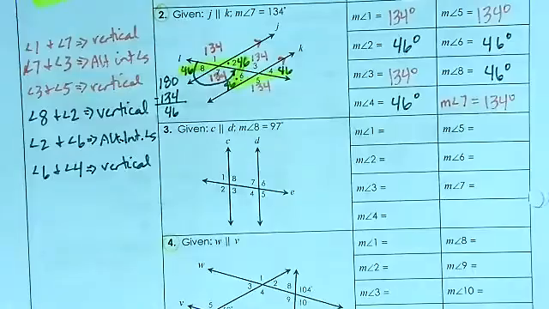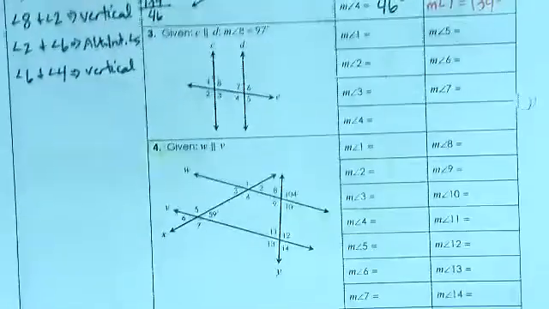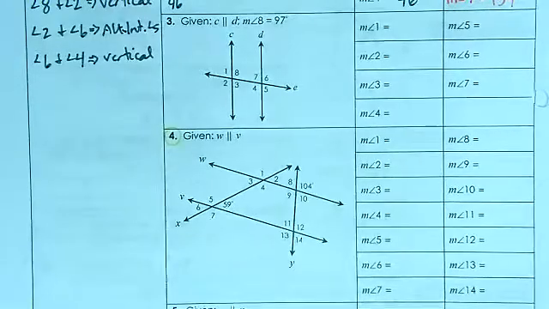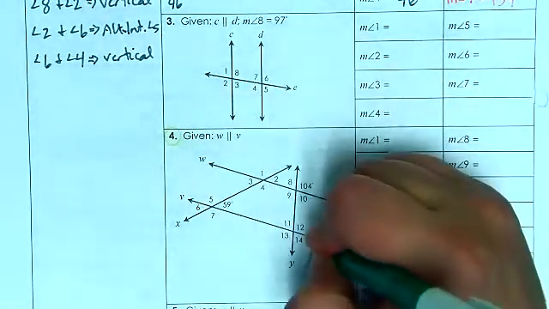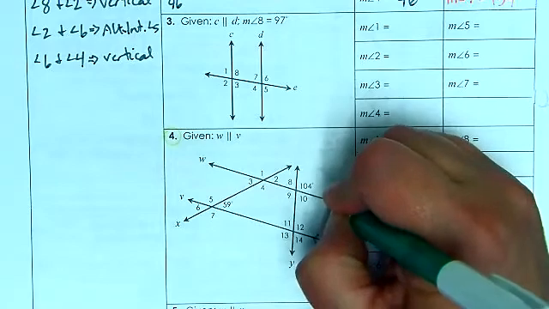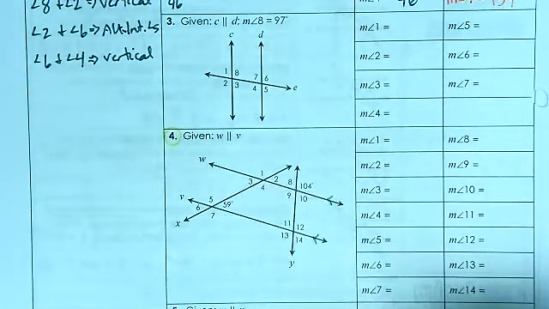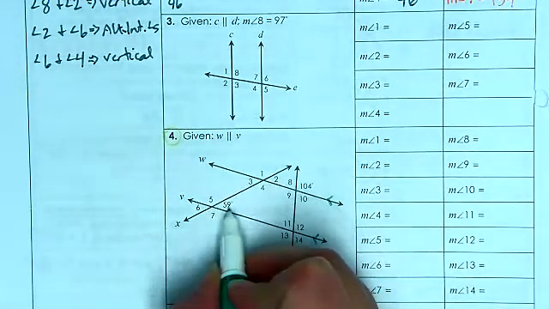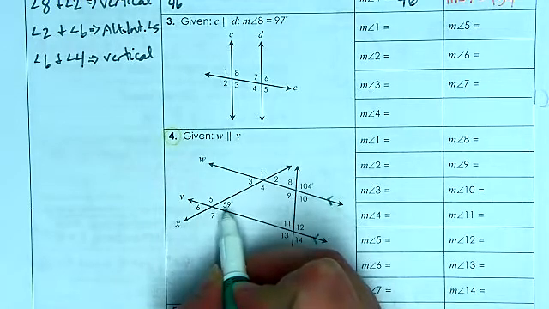Okay, number 4, here we go. So we're given that W and V are parallel. So we know that these two are parallel. All right, it tells me this is 59. So I'm going to go through right now and label everything that I can on this figure.